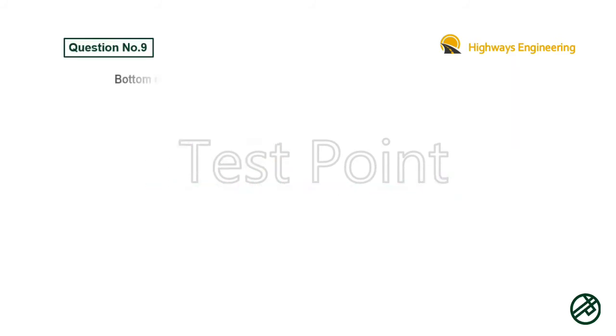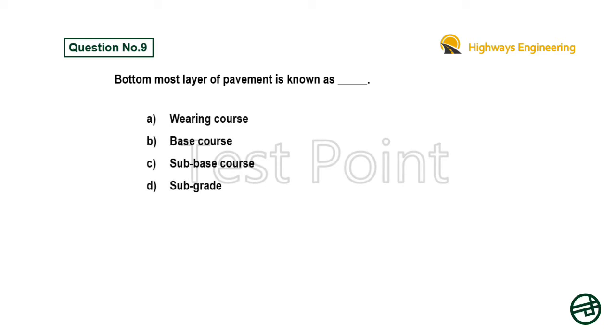Question number 9. Bottommost layer of pavement is known as. Option A, wearing course. Option B, base course. Option C, sub-base course. Option D, subgrade. Answer is option D, subgrade.